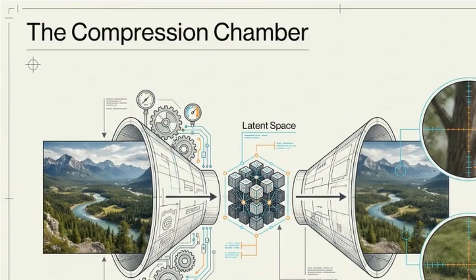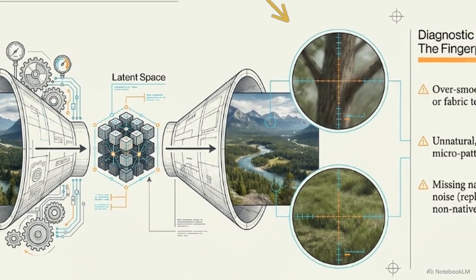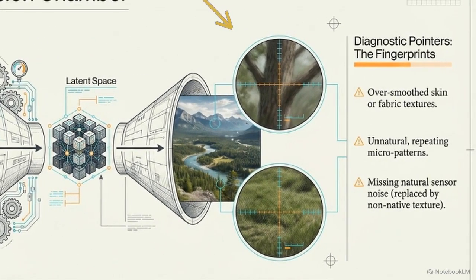Generative systems operate by shrinking complex visual concepts into a compact mathematical state. This compressed mathematical environment is known as latent space. During the generation phase, the AI must reconstruct the image from this compressed state. This unpacking process is an approximation that consistently introduces microscopic decoding errors.